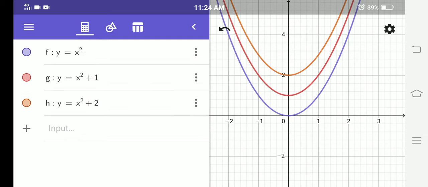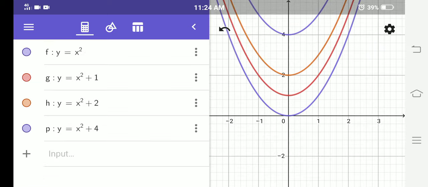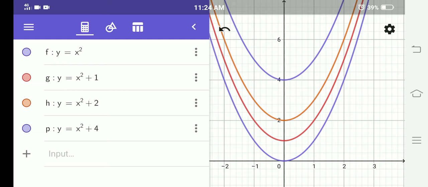So how about if I say y is equal to x squared plus 4? Saan na magiging parabola natin? Okay, tama. Aakyat ngayon yung parabola natin ng 4 units. Ayan, umakyat siya ng 4 units.